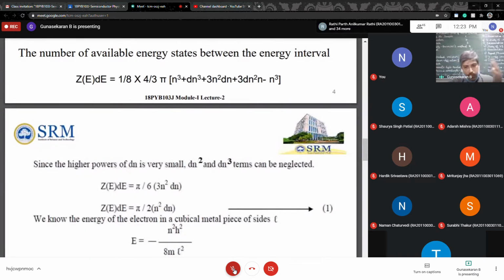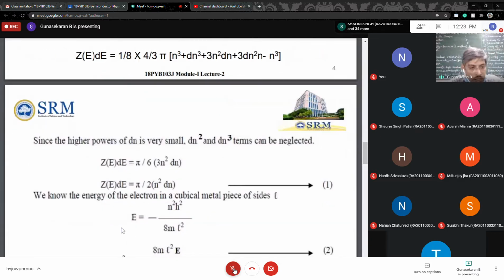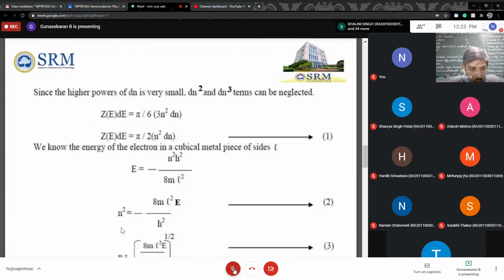Now we come to the energy equation. I think you studied in 12th standard physics how to derive the energy of electrons in the nth orbital. Do you remember? Yes, sir. E n is equal to n square h square by 8 m L square. I think you remember this equation. E is the energy of the electron in the nth orbital, and L is the side of the box.